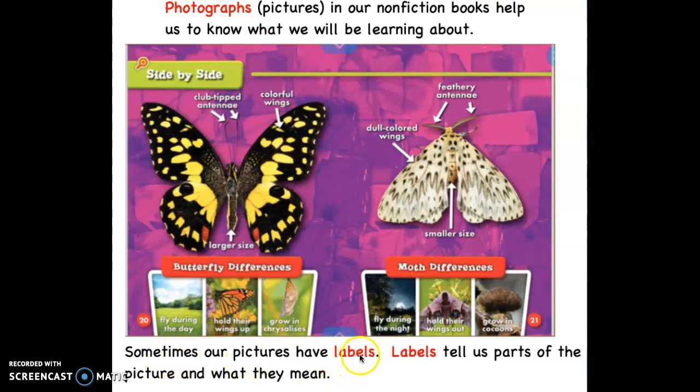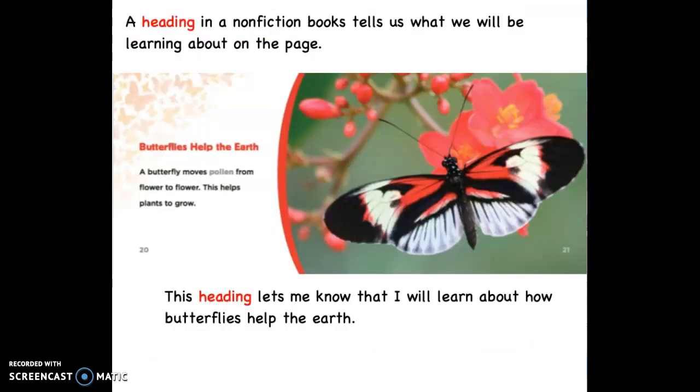Sometimes our pictures have labels. Labels tell us parts of the picture and what they mean. So if we look at this butterfly, it says dull colored wings. It says feathery antennae. These labels tell us what we're looking at. Now let's talk about a heading. A heading in a nonfiction book tells us what we will be learning about on the page. So this heading says butterflies help the earth. So on this page, the heading is telling me that I'm going to be learning about how butterflies help the earth.